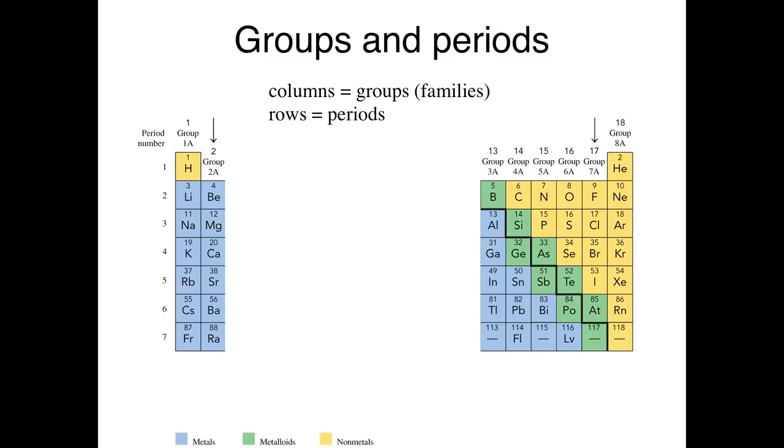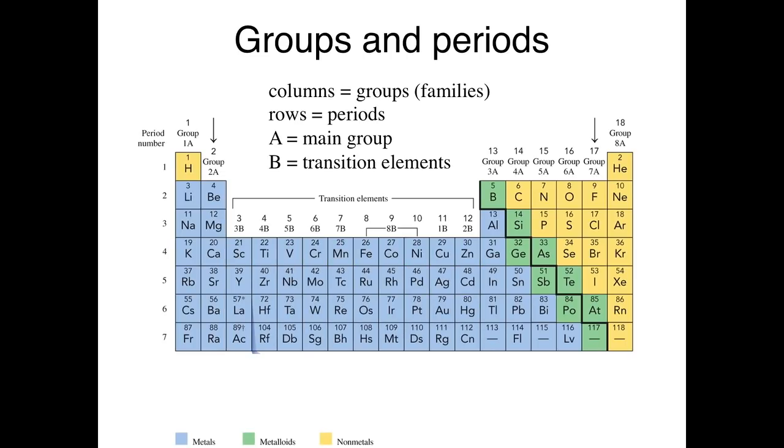On the periodic table, you can also see elements divided into two groups. The first group is called the main group and is signified by the letter A, and the A designation follows the group number. And then there are the transition metals, which are signified with the letter B. The transition metals are in the middle of the periodic table. Again, the group number would be 3B, 4B, 5B, and so on and so forth.